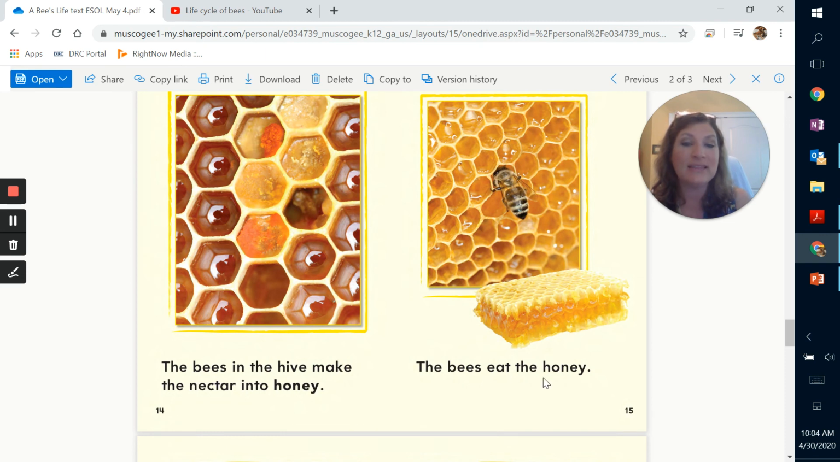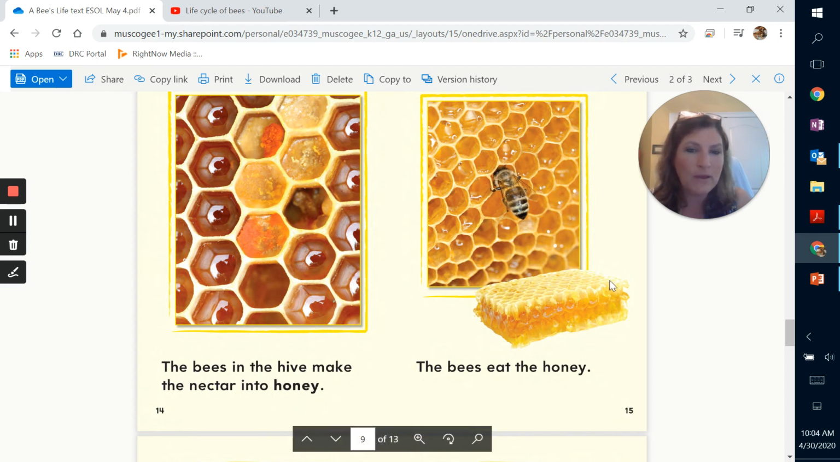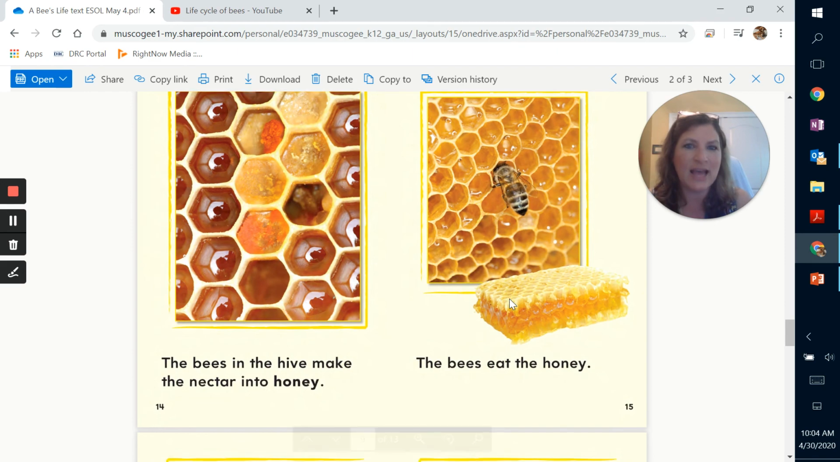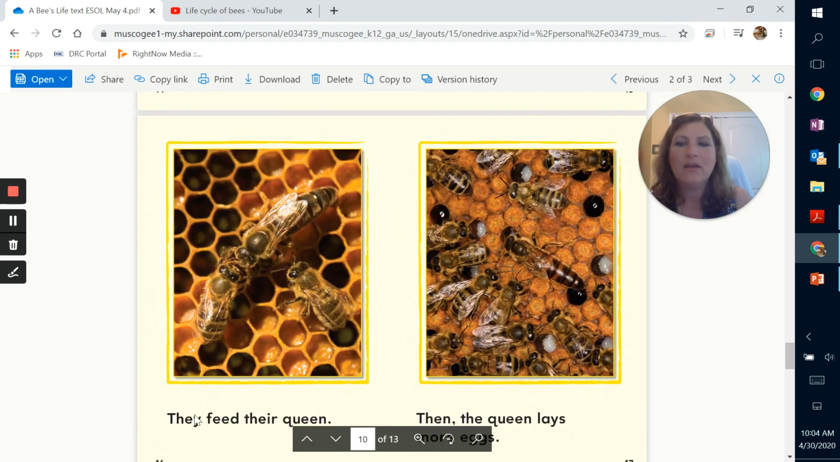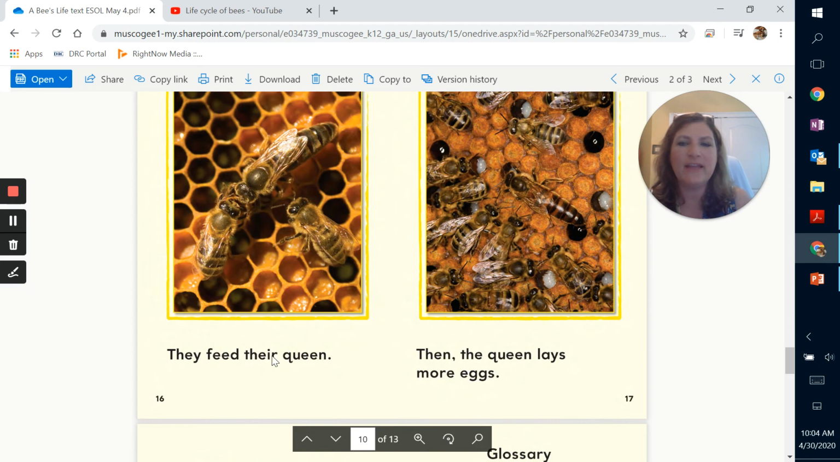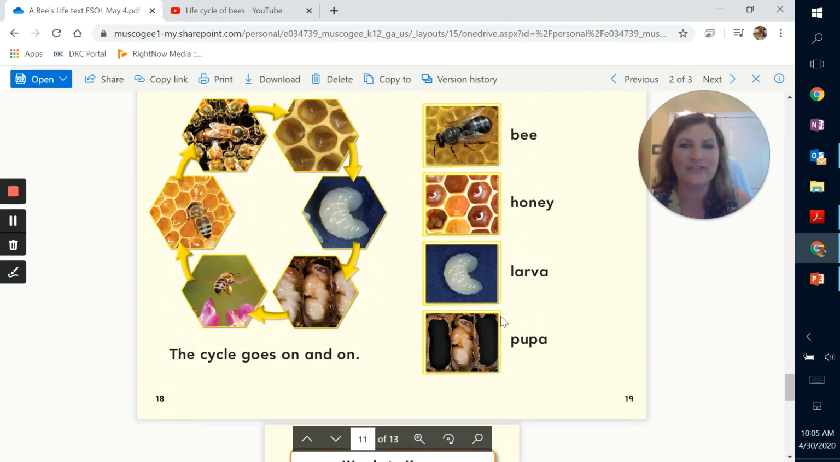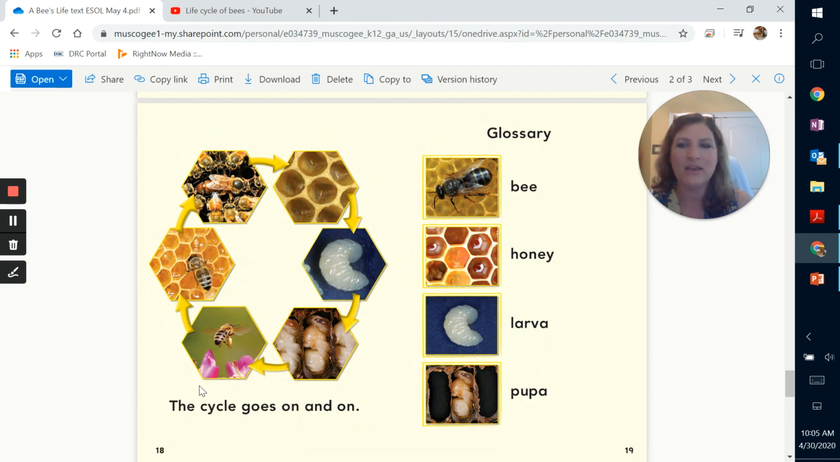The bees eat the honey. So look at that. There's the comb. It's a comb, honeycomb, and in between it is the honey. Let's read this part. They feed their queen. What do you think they're feeding their queen? What did it just say they ate? That's right. It ate the honey. Then the queen lays more eggs. And it just starts all over again. Look at there. There's the cycle of the bee. So the cycle goes on and on.